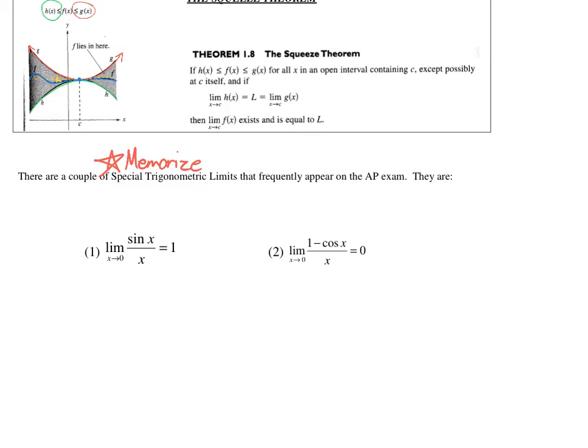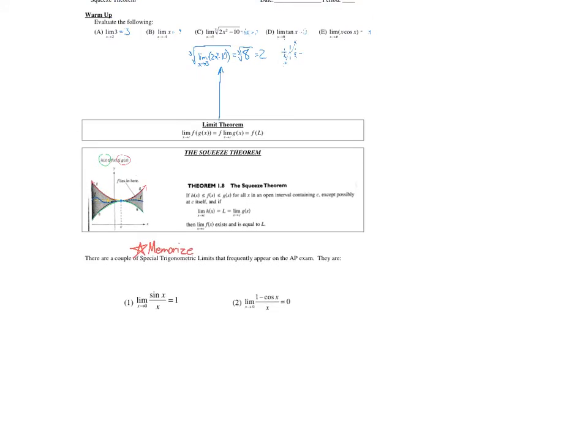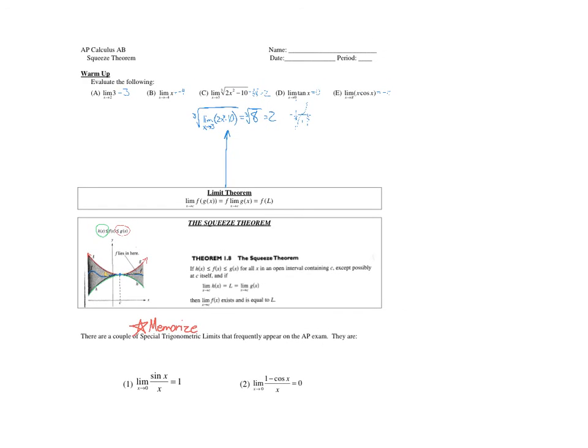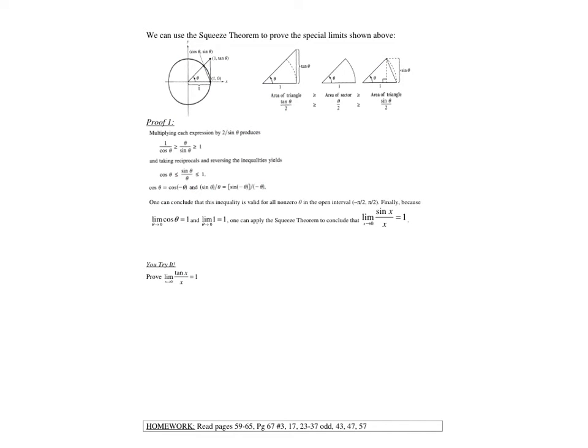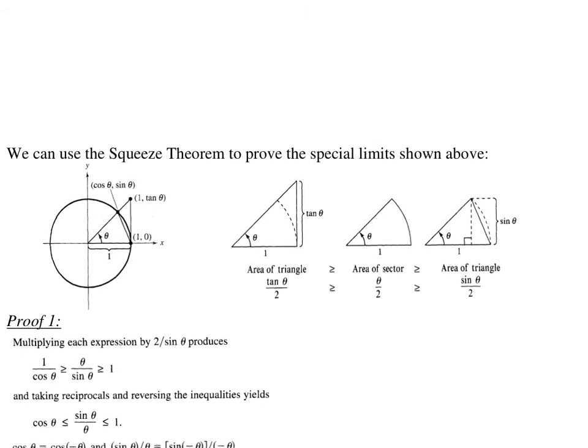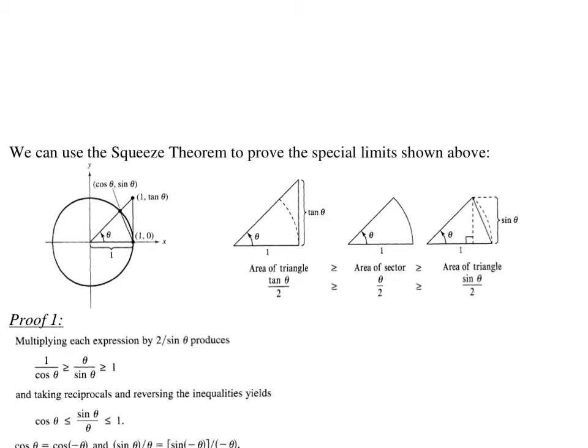So the first one of these is that the limit as x approaches 0 of sine of x over x equals 1. And then also the limit as x approaches 0 of 1 minus cosine x all over x equals 0. Okay, so let's look at where this is coming from. So, we're going to actually go back to our unit circle. And we're going to use some triangles. Okay? We're going to use some triangles.